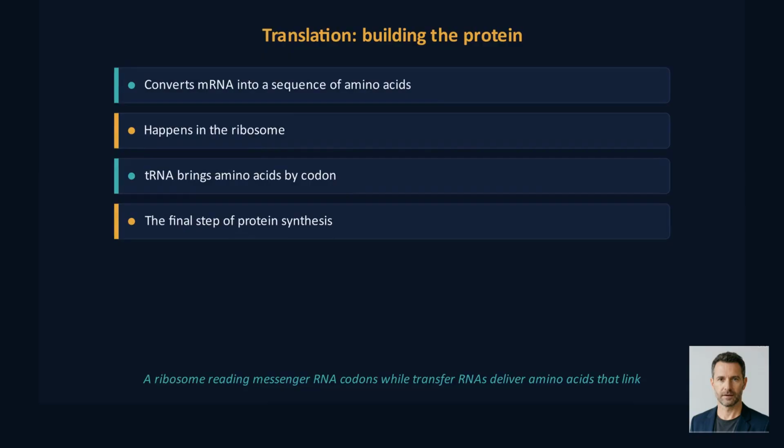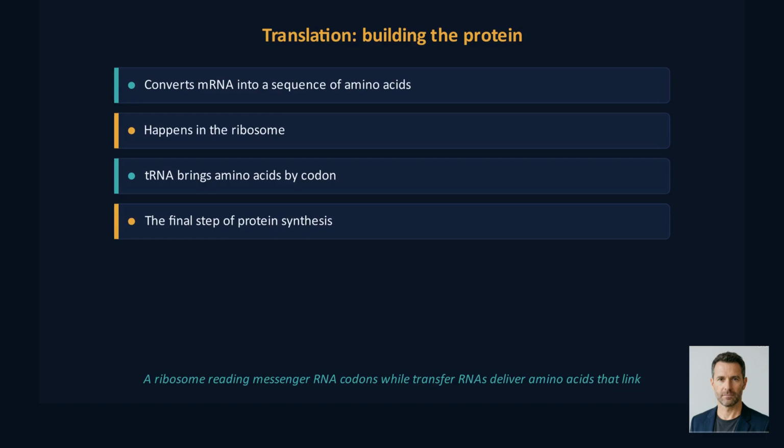Translation is the process of converting messenger RNA into a sequence of amino acids to form a protein. It happens in the ribosome, where amino acids are assembled into a polypeptide chain. The matching is done by transfer RNA, which brings each amino acid to the ribosome according to the codons on the messenger RNA. Translation is the final step in gene expression and protein synthesis.